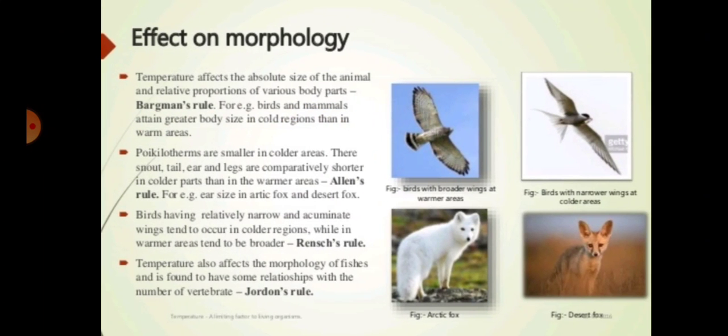Now the effect of temperature on the morphology of the organisms. Temperature also affects the absolute size of an animal and the relative proportions of various body parts. Birds and mammals attain a greater body size when they are in cold regions than in warm regions, and colder regions harbor larger species. But poikilotherms tend to be smaller in colder regions.